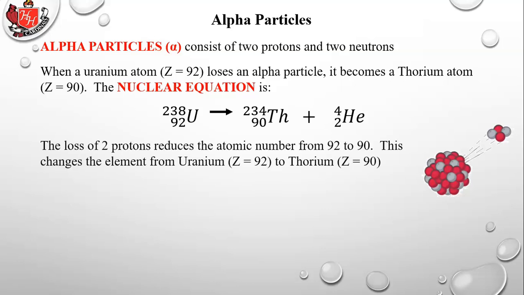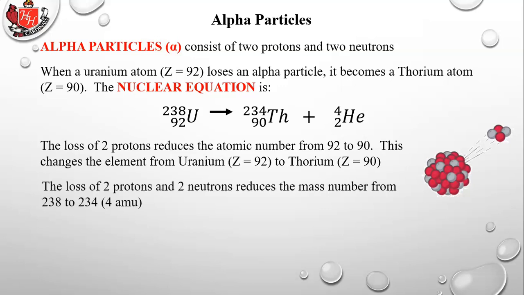The loss of 2 protons reduces the atomic number from 92 to 90. This changes the element from uranium, that's a Z equals 92 number, to thorium, that's a Z equals 90 number. The loss of 2 protons and 2 neutrons reduces the mass number from 238 down to 234. That's 4 atomic mass units. Each proton, each neutron is 1 atomic mass unit.